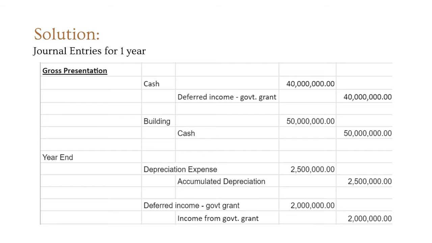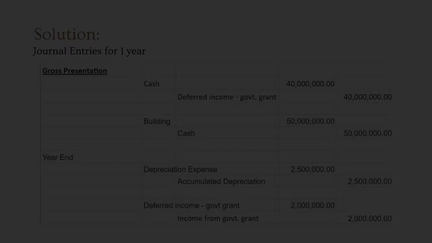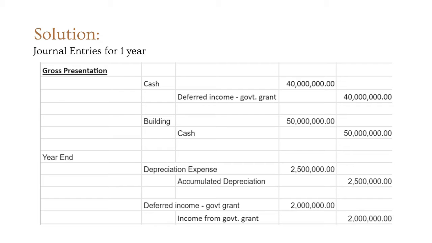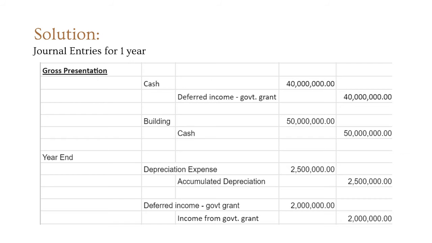We will debit cash of 40 million pesos and credit deferred income from government grant of the same amount to recognize the grant received. Second entry is the recording of incurred cost of the entity for the construction of the building. The building is 50 million pesos, so we will debit building 50 million pesos and credit cash with the same amount. Since there's an expense incurred, we will record income from the grant we receive.